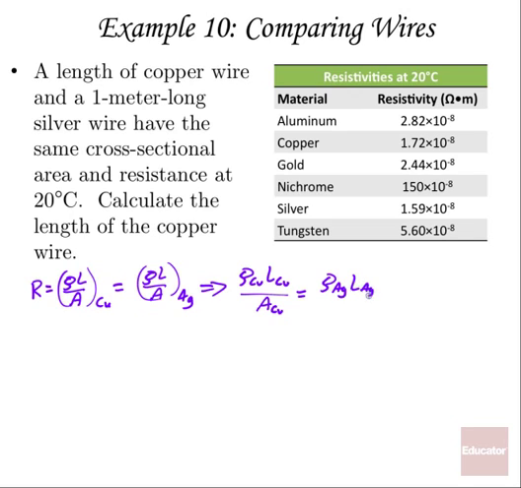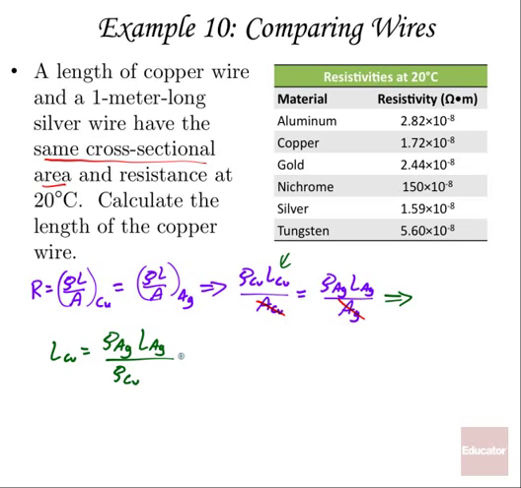the length of the silver divided by the cross-sectional area of the silver. But we know that they have the same cross-sectional area, so we can multiply both sides by the cross-sectional area. Those will cancel out. And if we're looking for the length of the copper wire, let's now rearrange this to get the length of the copper all by itself. That means that the length of our copper wire is going to be equal to the resistivity of silver times the length of the silver wire divided by the resistivity of copper.